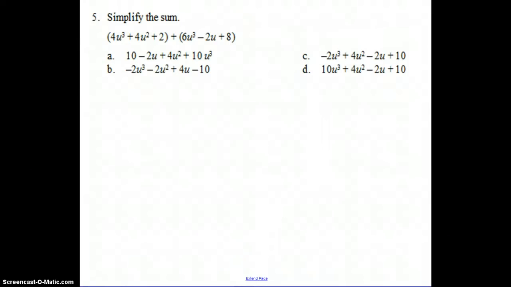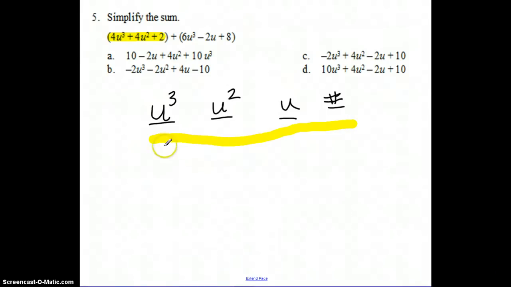Okay, and the next one, simplify the sum. So if I look at these, I have to make columns like I did in the last one. But if I look at this problem, u cubed is the highest exponent. So I'm going to start out by just making my columns to give us somewhere to put stuff. And then I'm going to start by taking this first one and sorting it in this first row. So 4u cubed plus 4u squared plus 2.